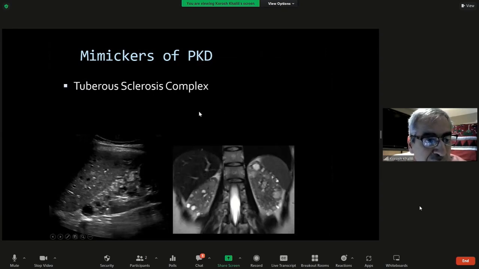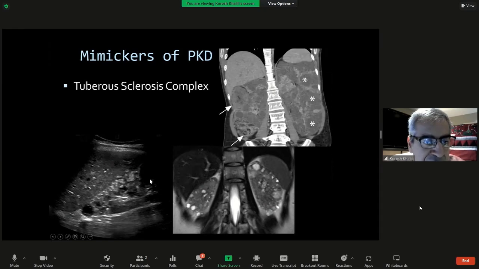Tuberous sclerosis complex often leads to replacement of much of the kidneys with these fat-containing angiomyolipomas. These are benign tumors in the kidneys. Sometimes, though, the kidneys can have cysts. So like in this ultrasound here, the same patient on MR, we can see that there are randomly distributed cysts. And the differentiation here is the identification of these angiomyolipomas, which are relatively easily identified on CT, ultrasound, and MR.